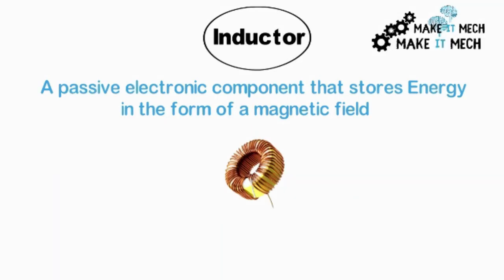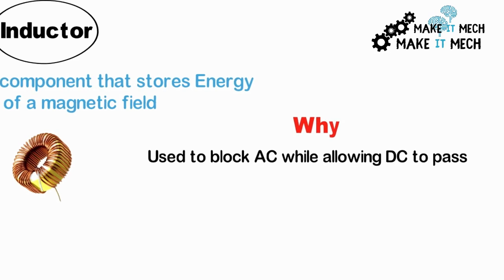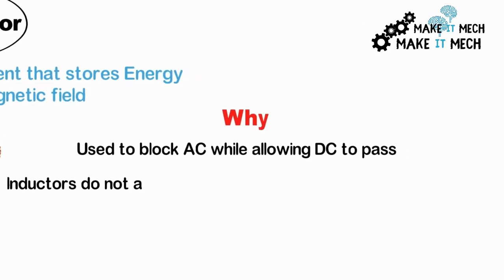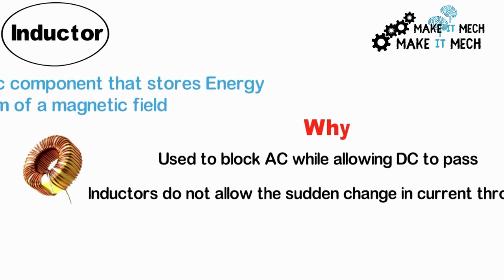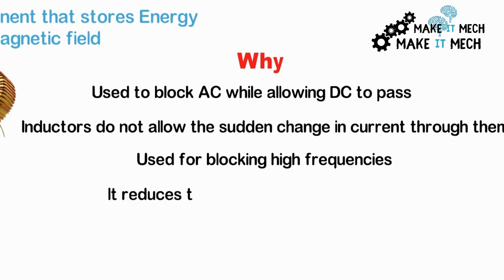The inductor. The inductor is a passive electronic component that stores energy in the form of a magnetic field. Why do we use an inductor? It is used to block AC while allowing DC to pass. Inductors do not allow a sudden change in current through them. It is used for blocking high frequencies. It reduces the ripple content in the current.